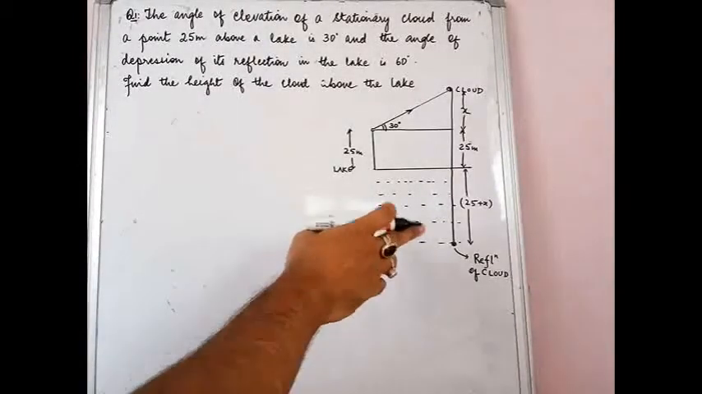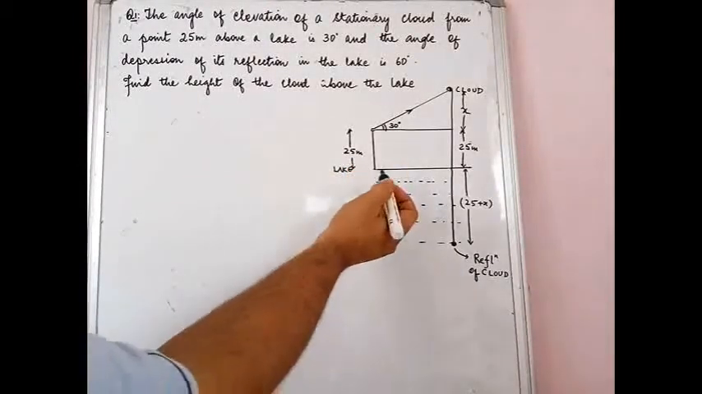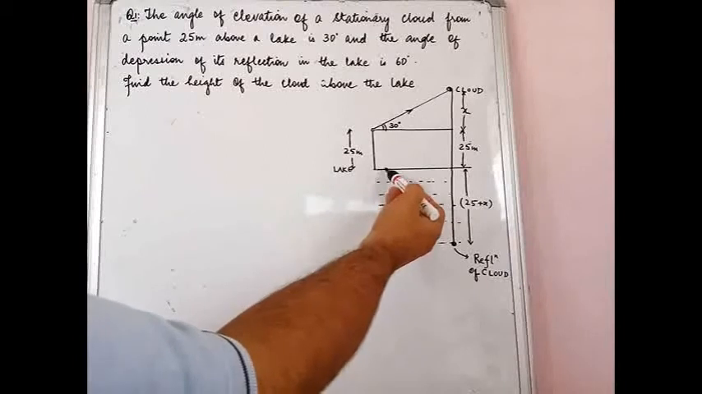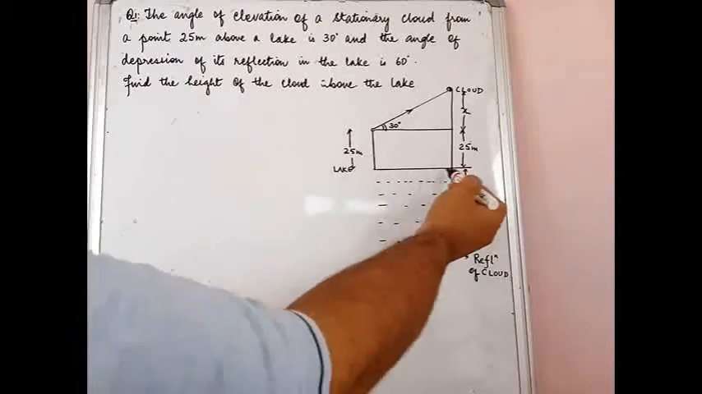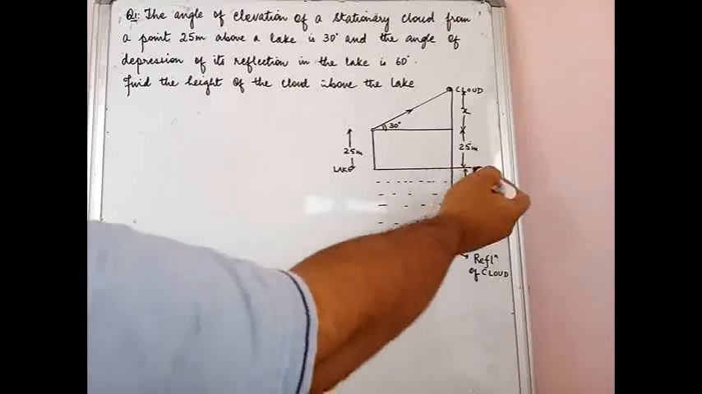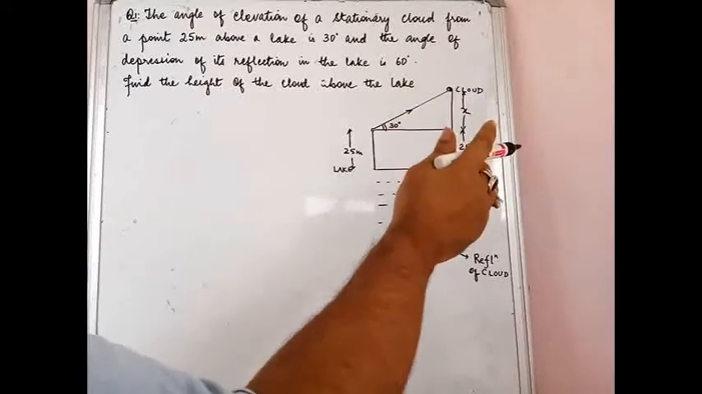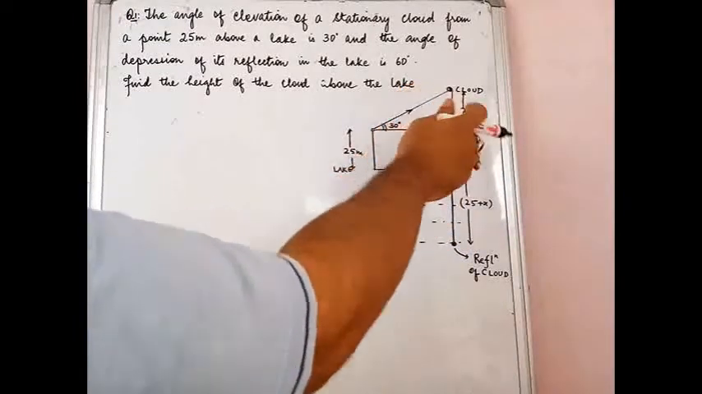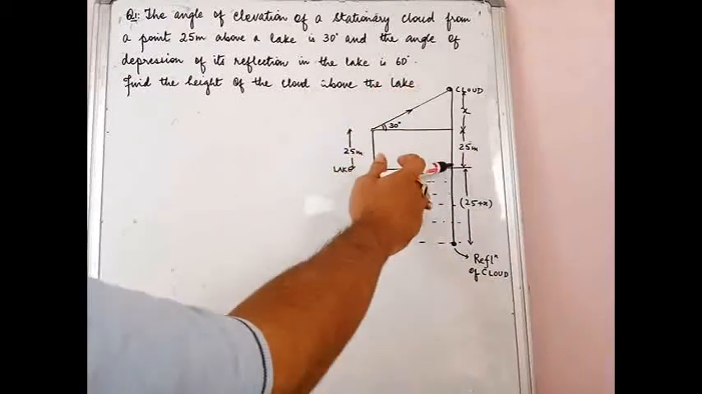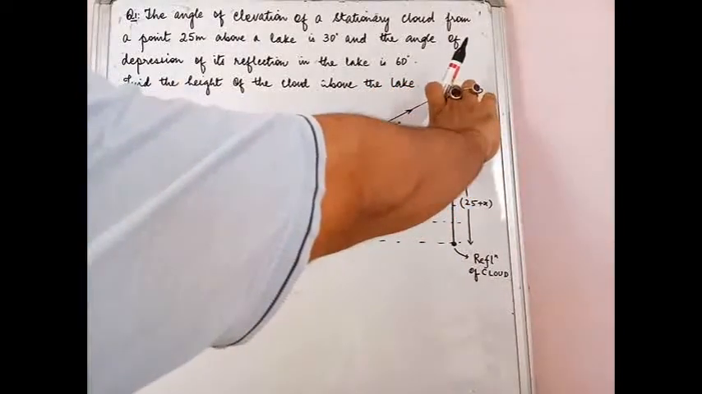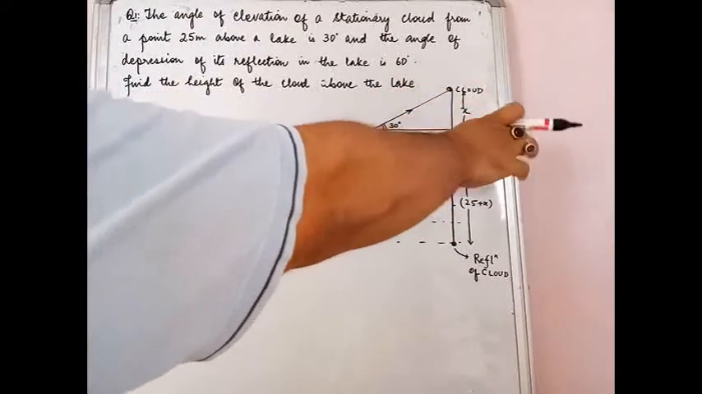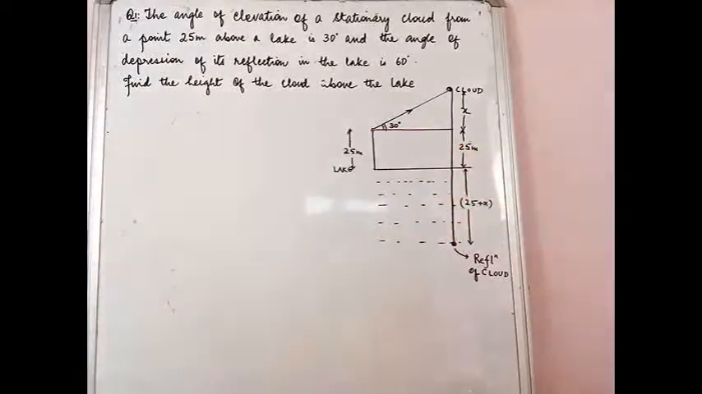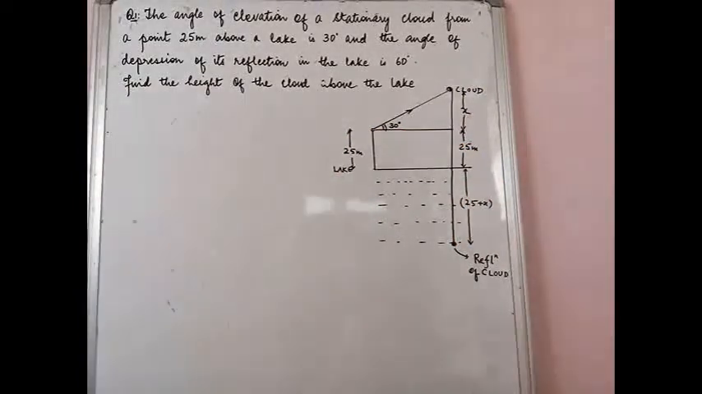Okay, so now when you see, once again let me explain it. This is the surface of the lake. This is acting as the mirror. Where is the object? This cloud is the object. What is the distance of this object from the mirror? It is 25 plus x. So obviously the image will form at 25 plus x below the mirror.